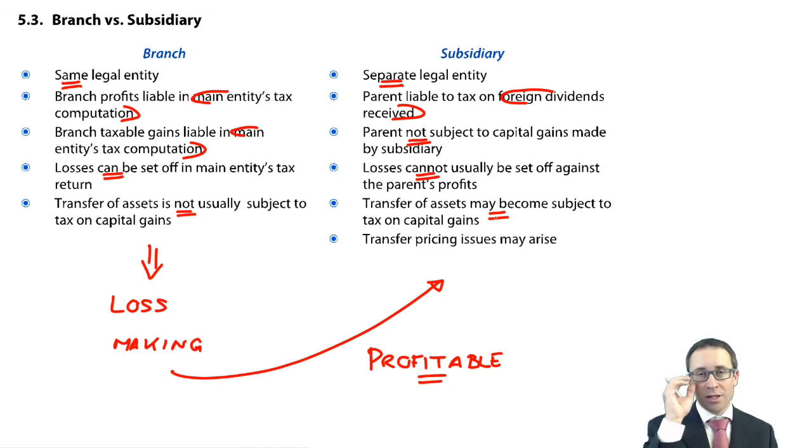So the key bit essentially is that the branch is the same legal entity. Everything that is profitable within the branch will get taxed straight away back in your domestic residence. But if it's loss making, you can use the losses. So if you anticipate the branch or your overseas venture being loss making, then set it up as a branch, and then when it becomes profitable, convert it into a subsidiary, because then the profits won't get taxed until the dividend is remitted back. There we go. Excellent.